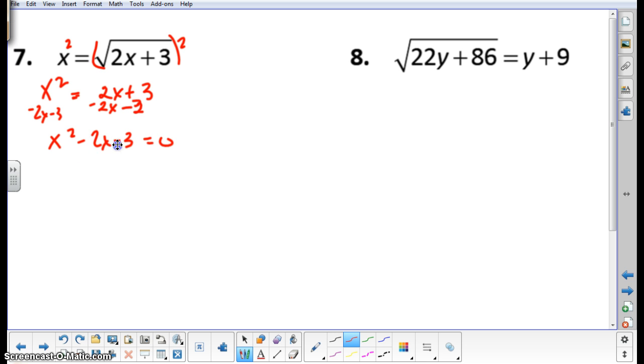And then this becomes an AC factor problem. And we've got a times c is negative 3 and b is negative 2. So 1 and negative 3 are our factors.